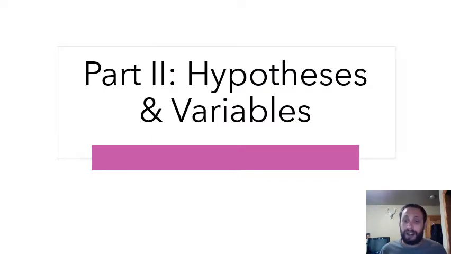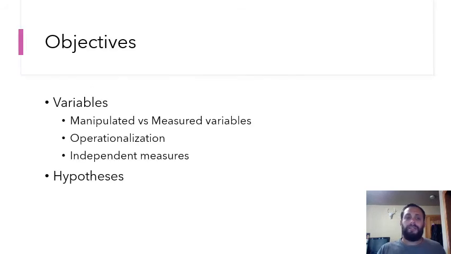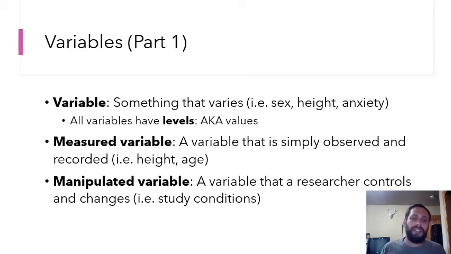So the next part that I want to talk about is hypotheses and variables. This is where we're going to learn how to actually write about hypotheses. So the objectives for this are to talk about different types of variables, operationalization, we'll talk about that term when we get to it, and then independent measures, and then we'll talk about actually formulating hypotheses.